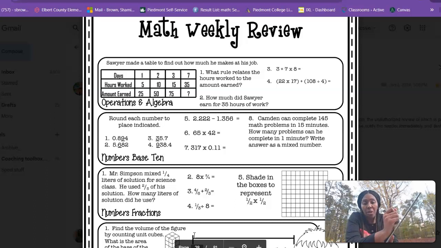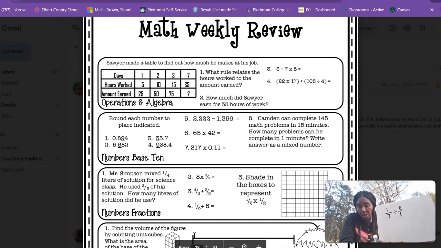Keep. Your 1/3 stays 1/3. Your division sign turns to a multiplication sign. And it would have been 8 over 1, but it's instead going to be 1 over 8 because we have to flip it. Okay, so just to make sure you're good and you remember, it would have been 1/3 divided by 8 over 1, because my 8 can be over 1 and it'll still be 8.